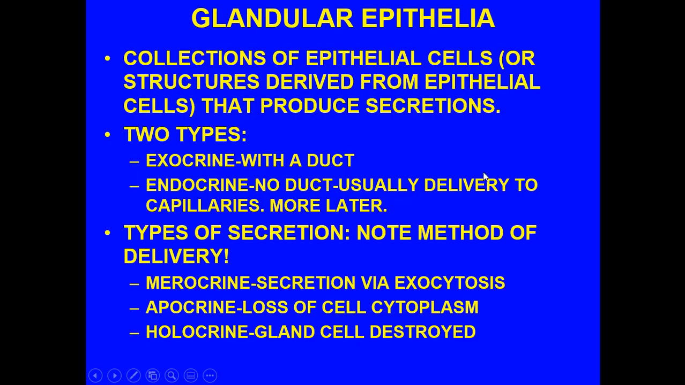Now, glandular epithelia is another area that's really important. When we talk about collections of epithelial cells or structures derived from epithelial cells that produce secretions, we end up with two major types, exocrine, which is with a duct, or endocrine. There's no duct at all. Usually what happens there with endocrine tissue is they deliver their product directly to capillaries, which are then distributed by the blood to a variety of other organs and tissues, etc. Exocrine will make a particular material, but then it will pass through a small ductwork and eventually out to somewhere else. For example, the pancreas.